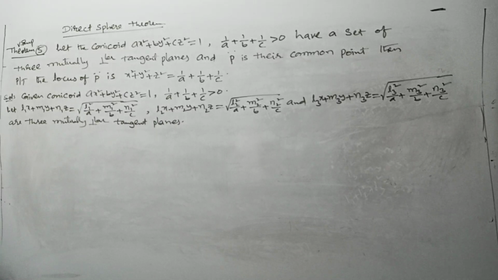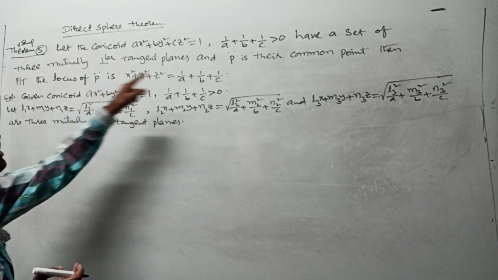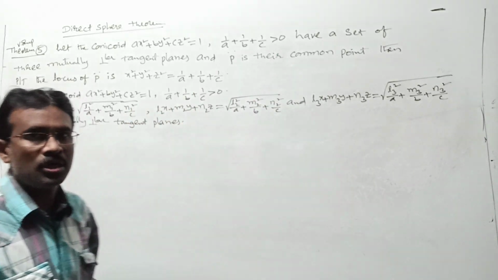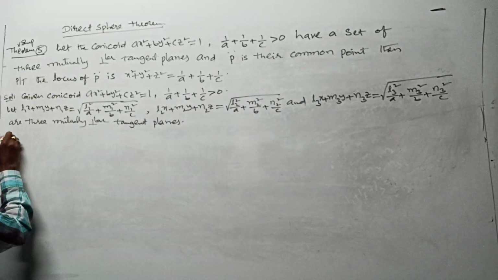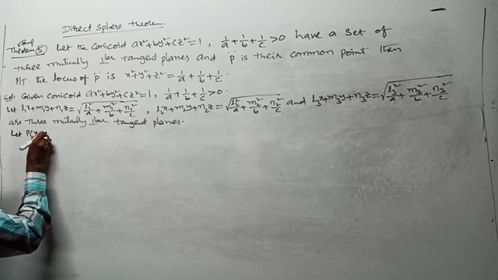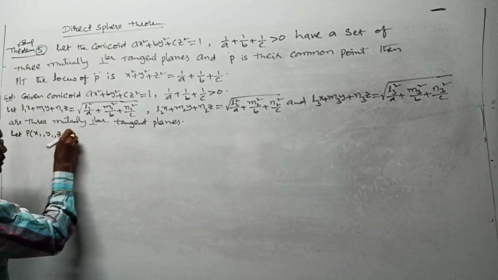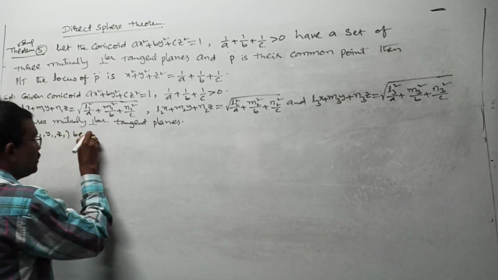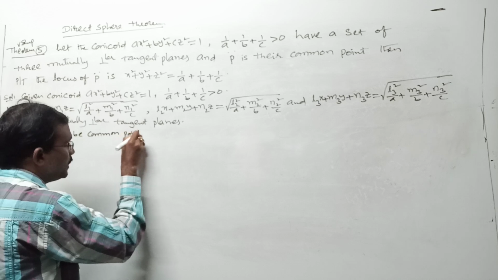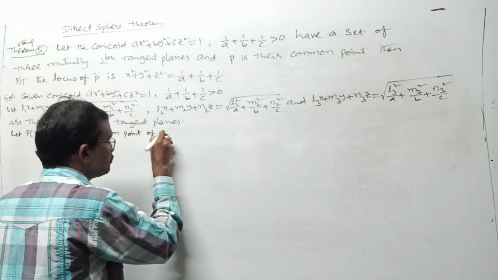Now I want to take the point of contact here. P is the common point between them. For all these planes, the common point is P. For my convenience, I take P as (x1, y1, z1), the common point of the above planes.